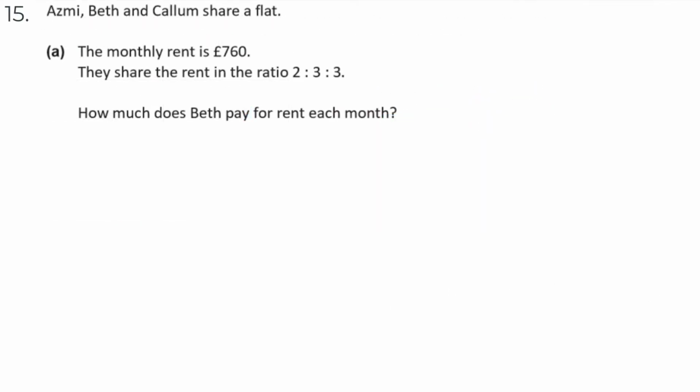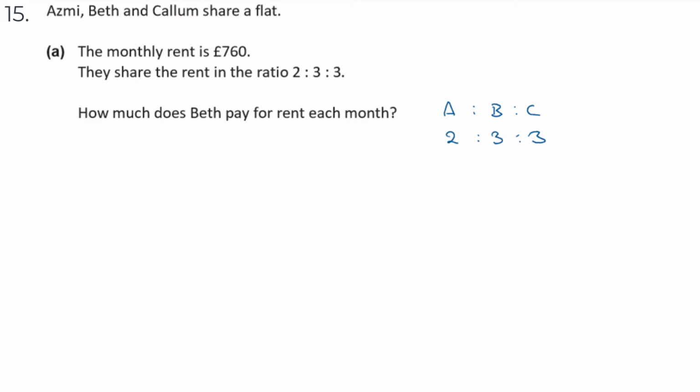Asmi, Beth and Callum share a flat. Part A says the monthly rent is £760 and they share the rent in a ratio of 2 to 3 to 3. How much does Beth pay for rent each month? Okay, so presumably that's in order then. So A to B to C, Asmi to Beth to Callum is in a ratio of 2 to 3 to 3, isn't it? Now, basically what we're doing here is dividing by a ratio, isn't it?